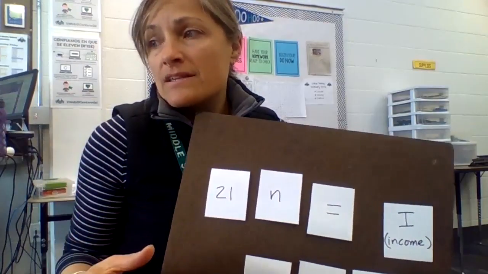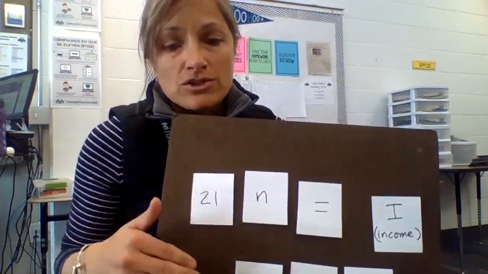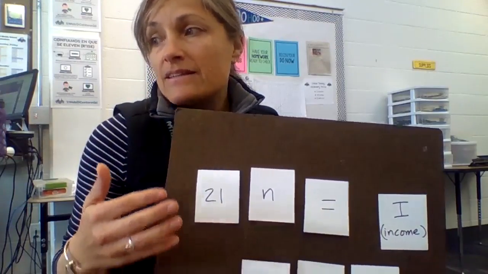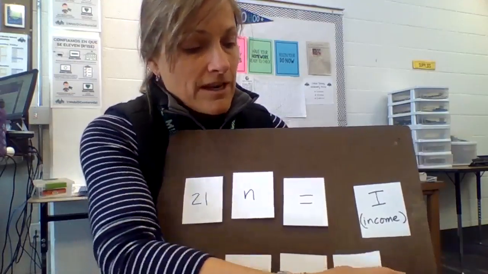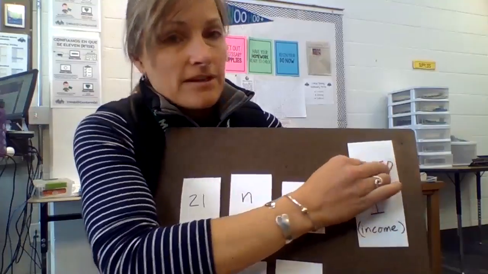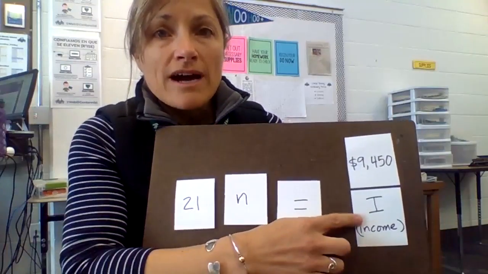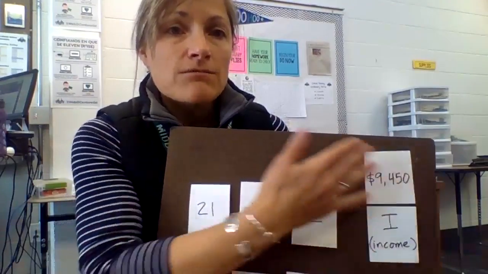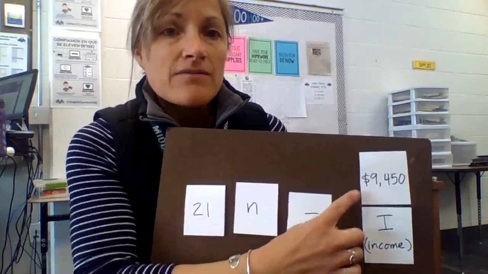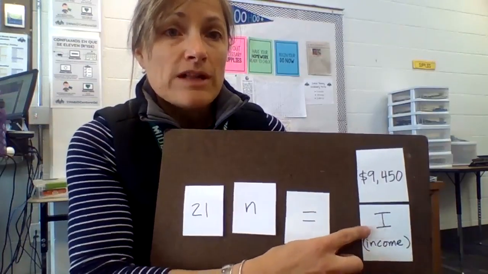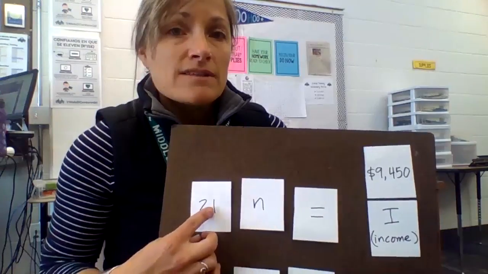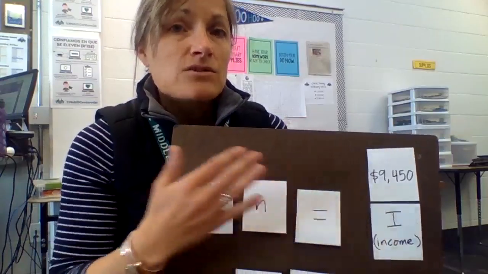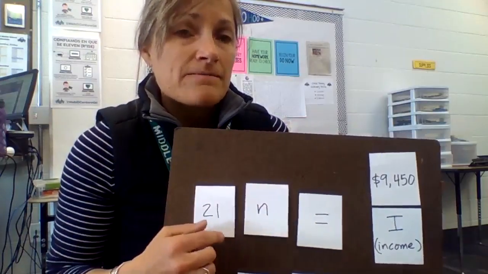Now, A1 says, write an equation to answer this question. How many single admissions were sold on a day the park had income of $9,450? Okay, so now we know what I equals. All right, so first I want you to think about how could I rearrange this equation? Now I have a known number for the variable I. How can I use this coefficient and this variable and rearrange them using fact families? So talk amongst yourselves and see what you come up with.